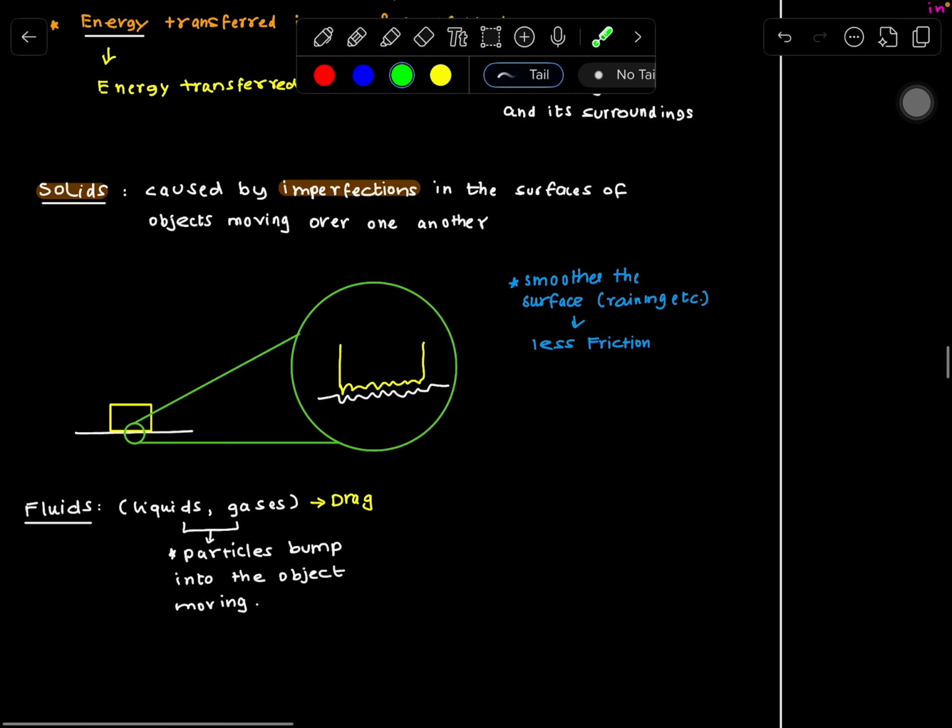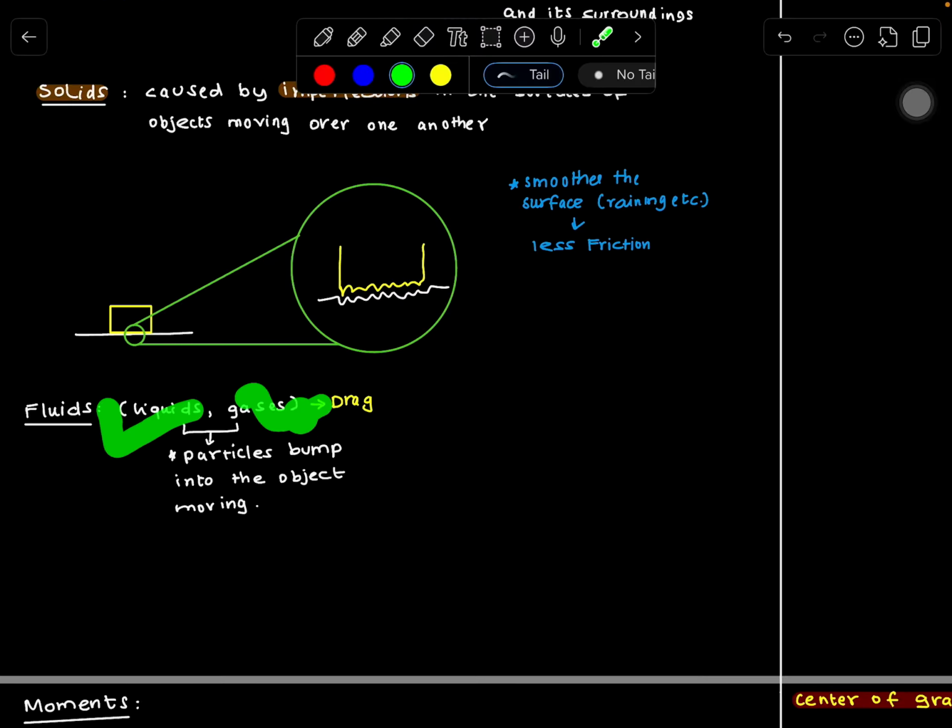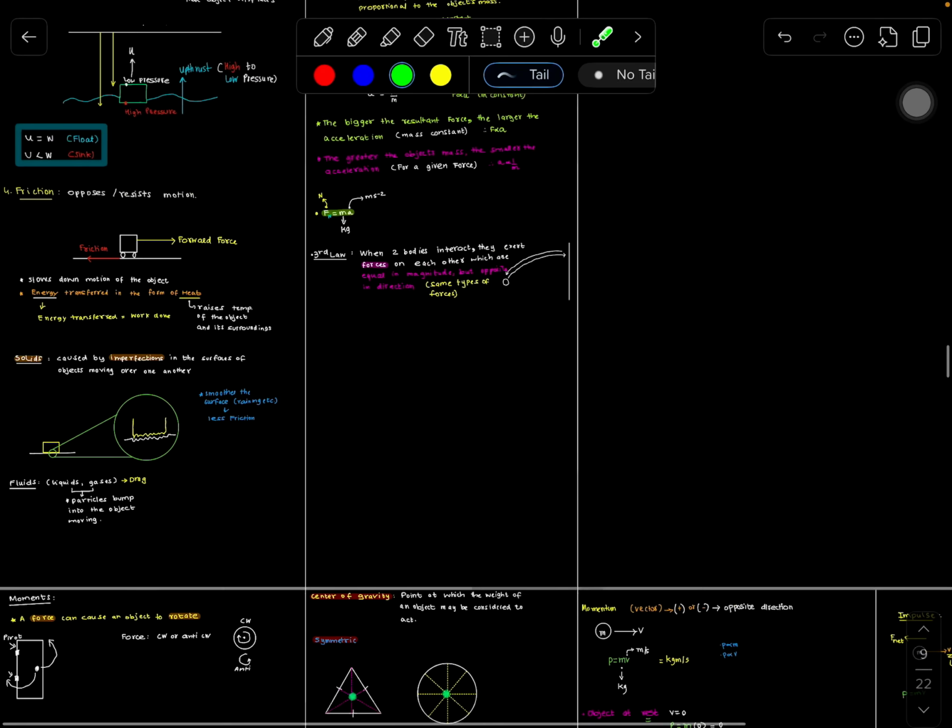Now, why does friction exist in solids? Let's look at that. So basically, the surfaces that you see are not perfect. There's imperfections or grooves in the surfaces, okay? And when you have an object that is, let's say, sliding on a table, the grooves of the object and the table are going to interact and it's going to stop the object from moving, okay? And in fluids and liquids, particles bump into the object that's moving, and we also call it drag force, okay? Wonderful.